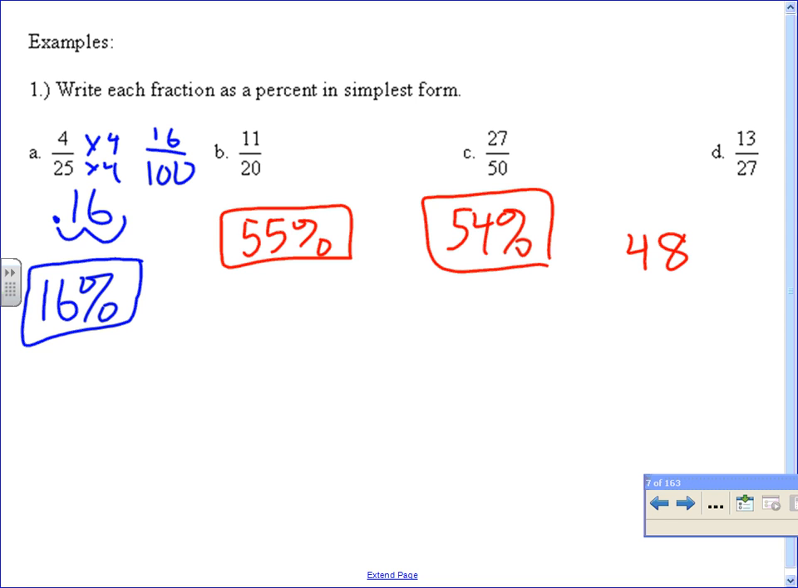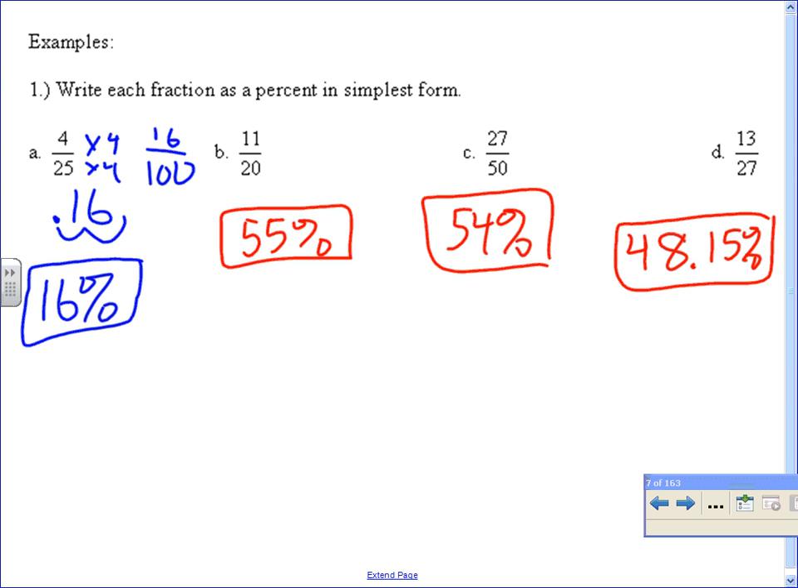You got to round. It's not exactly 48%. 0.15. I'm going to round it to the nearest hundredth. Now, letter D is a case where you don't get a nice answer. My strategy and my suggestion for this would be either do long division, which we did in chapter 5, or take your calculator, type in 13 divided by 27, and you get 0.48148, blah, blah, blah.